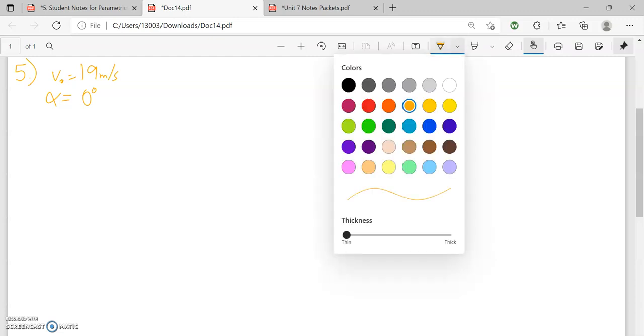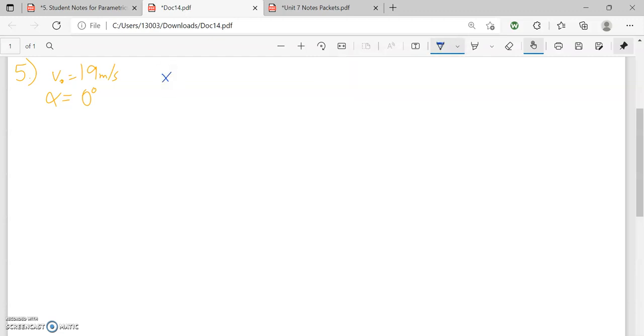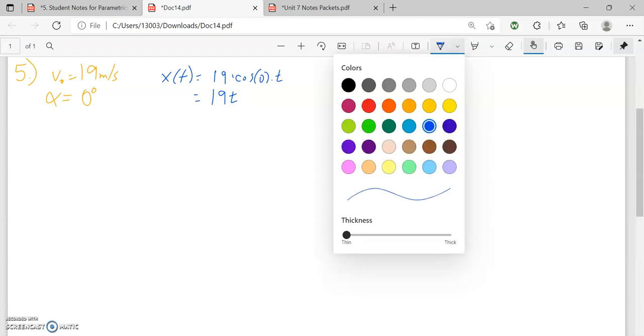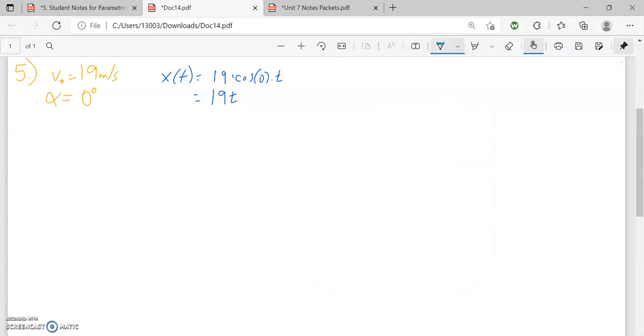So I'm going to go back to blue for that. I'm going to say the equation x of t is the initial velocity 19 times cosine of 0 times t, which really just comes down to 19t. In the y, what did I use last time? I'll use that one. Similar but not. Okay, so the y.